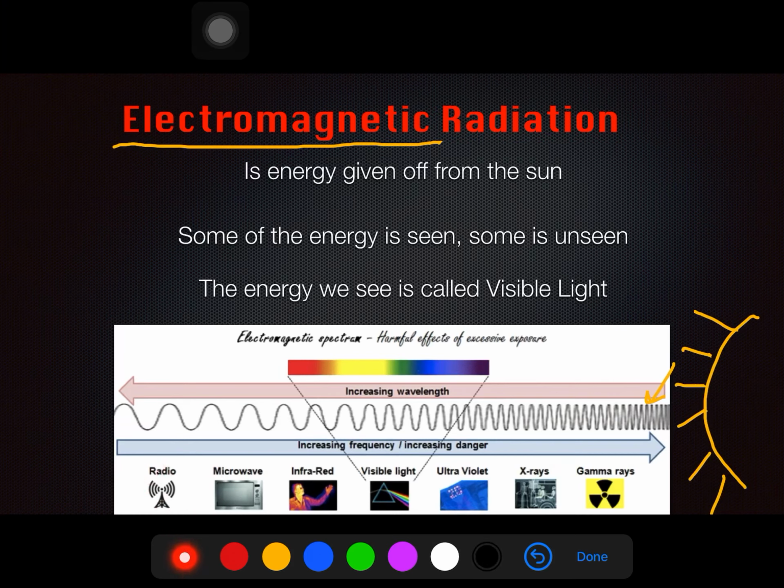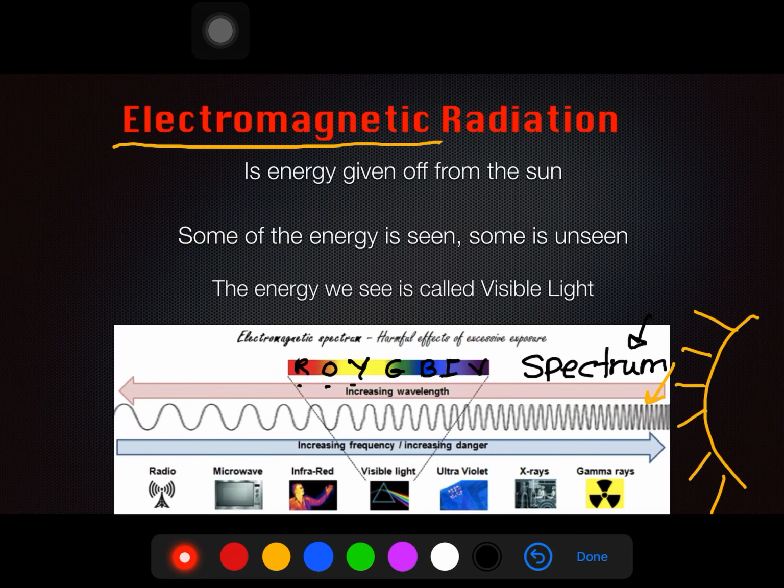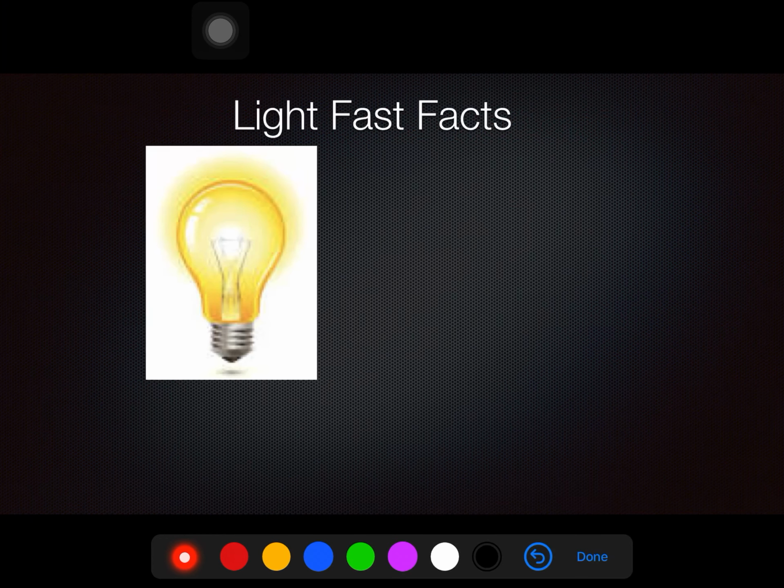Those waves exist, but we don't see them with our eyes. We do see this part of visible light, and we sometimes call this the color spectrum. If you look at the color spectrum, you see red, orange, yellow, green, blue, indigo, and violet. Sometimes we call that Roy G. Biv, and that just helps you remember the order of the color spectrum, right? The rainbow. But the real science term for that is a spectrum.